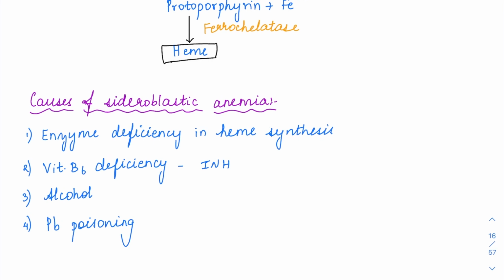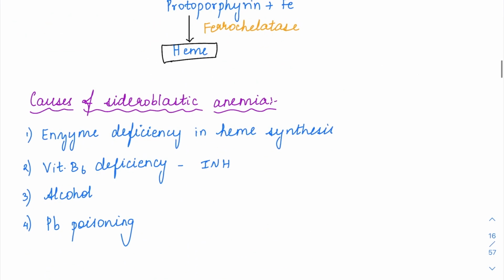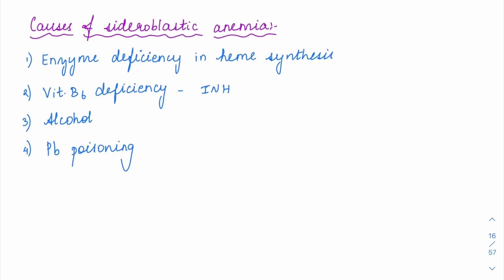So in sideroblastic anemia, something is defective in this heme synthesis. Either the enzymes in the heme synthesis are deficient, or something is going to block these enzymes, or there is a deficiency of vitamin B6. The first step itself is the rate limiting step. Without vitamin B6, this step cannot proceed, so even vitamin B6 deficiency can cause sideroblastic anemia.